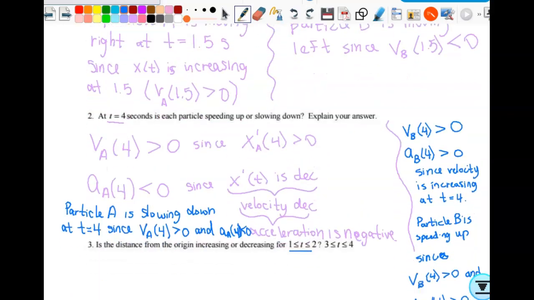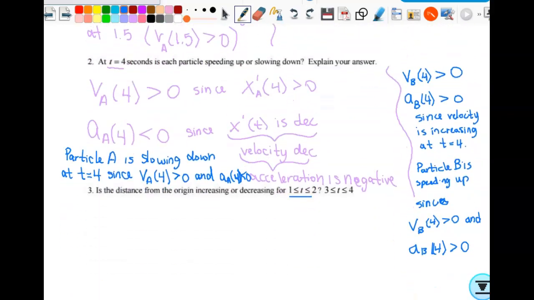Read the question again. I know I'm rushing you. Is the distance from the origin increasing or decreasing? There you go.